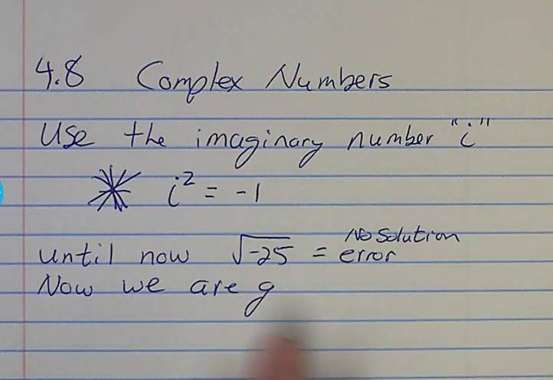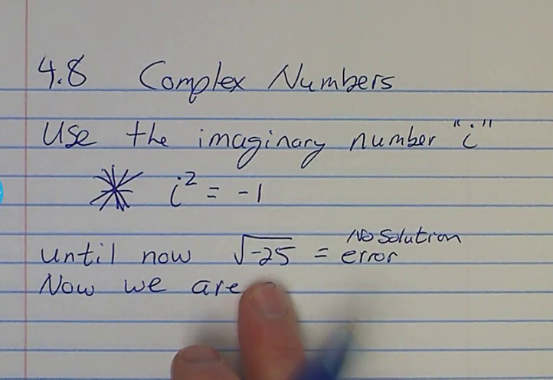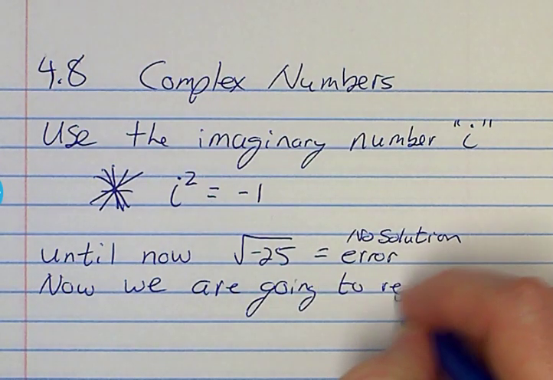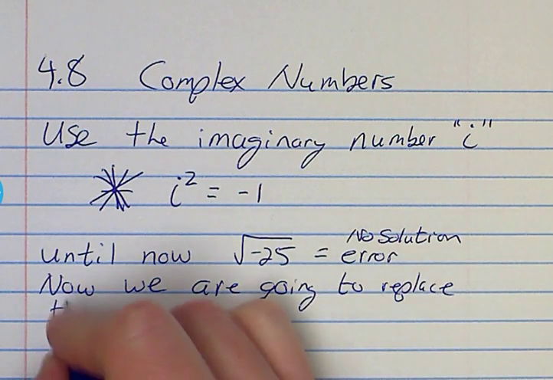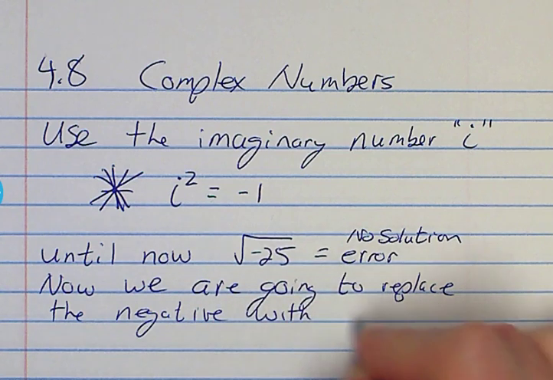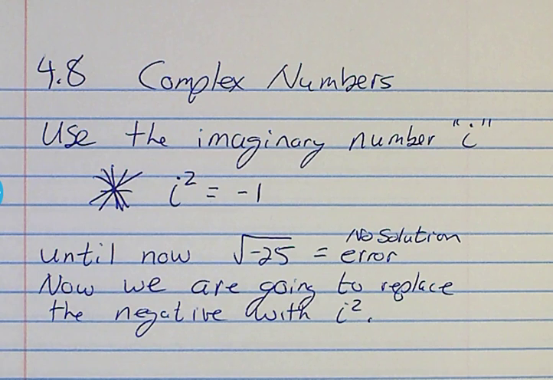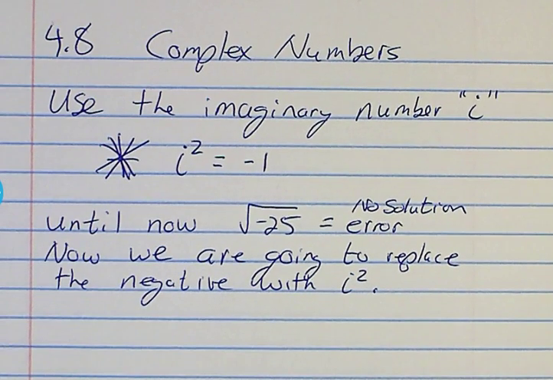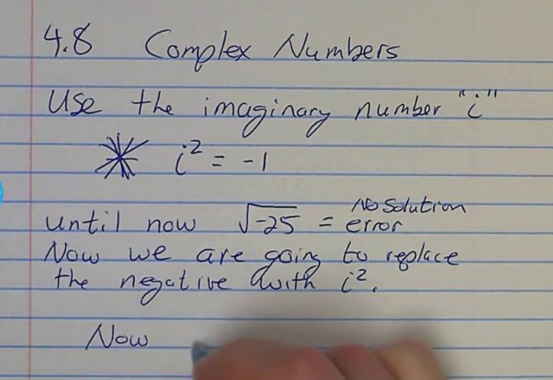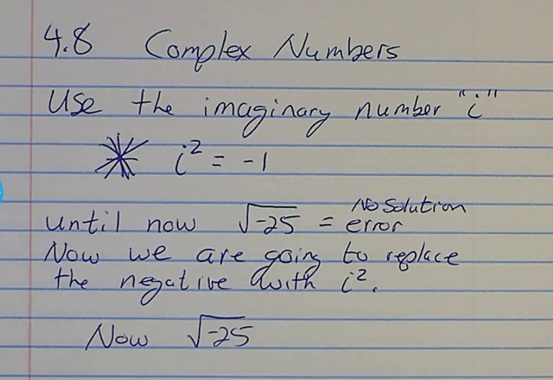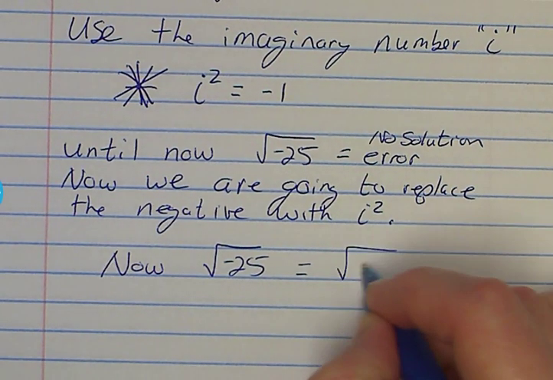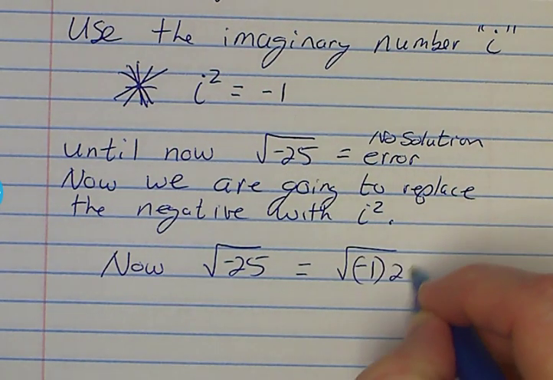Okay, so up till now, square root of negative 25 gave us that there was no solution. What we're going to do now is replace the negative with I squared. So now when you're given the square root of negative 25, we're basically going to do this as negative 1 times 25.